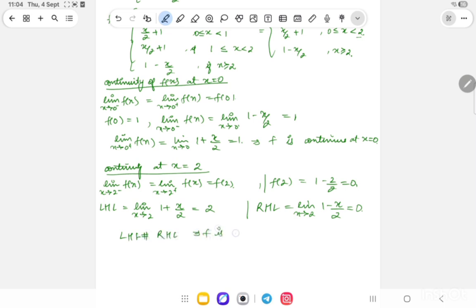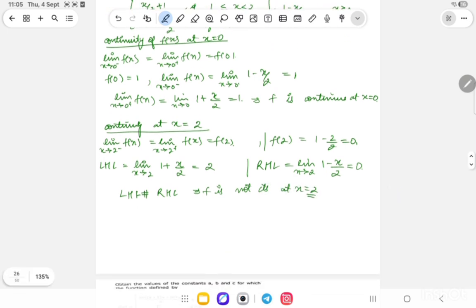So f is not continuous at x equals 2, but continuity is a necessary condition for differentiability. So from here I can say that f is not differentiable at x equals 2. Now let us check differentiability of function f at x equals 0. So for that, differentiability at x equals 0.